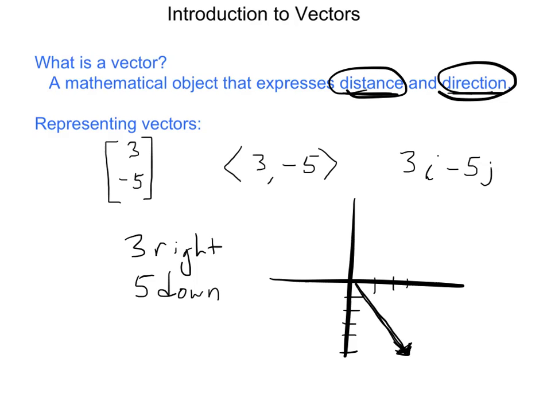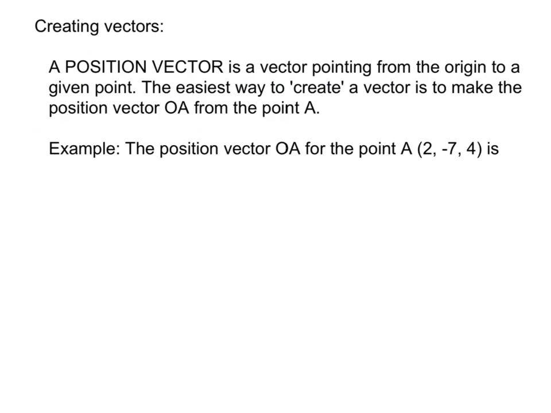For the remainder of this video, I want to talk about how we create vectors, and there are two different ways to do that. The first is a position vector. A position vector is one of the most common ways that this shows up on the exam. A position vector is basically any vector that's pointing from the origin to a particular point. And the easiest way to create a vector is to make the position vector.